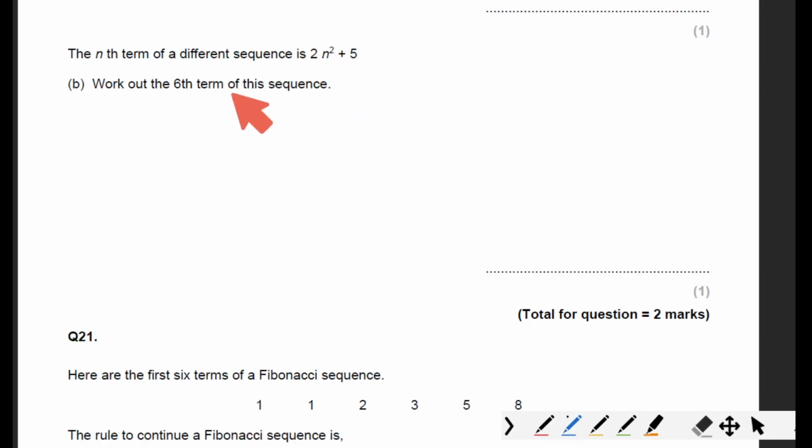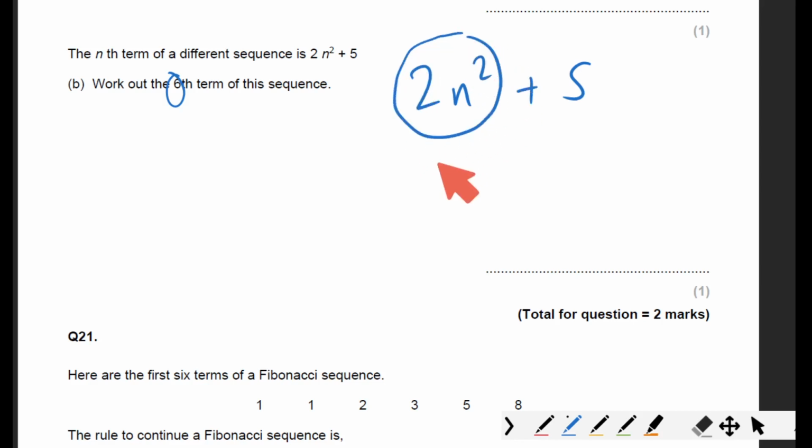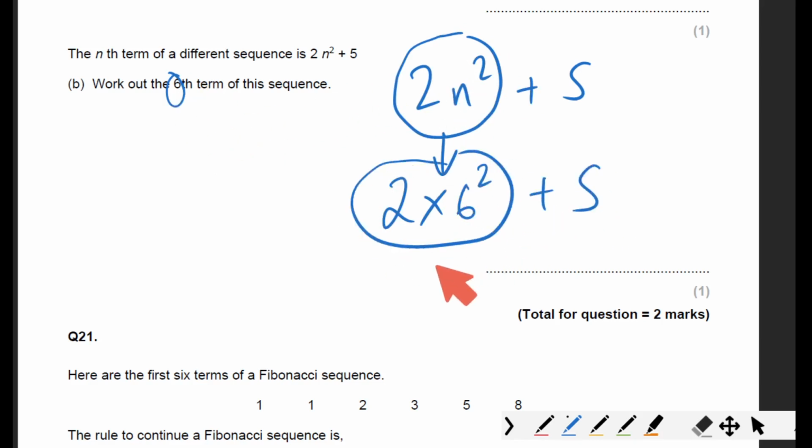Right, here's another one. Find the 6th term of the sequence. That means replace the n with 6. If you want to find the 5th one, you'd replace the n with 5, and so on. So let's do this bit first. That'll be 2 times, replace the n with 6. Then we're going to add 5.